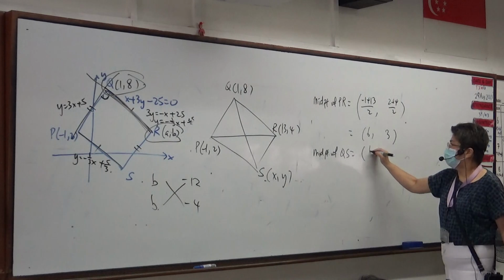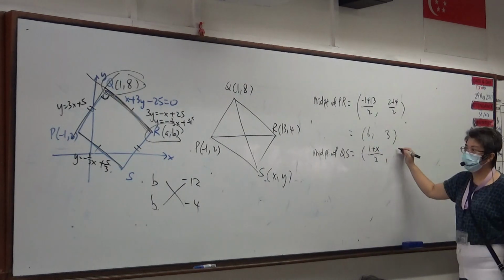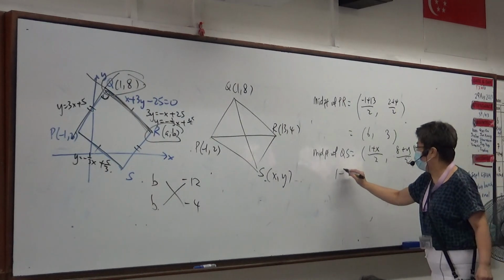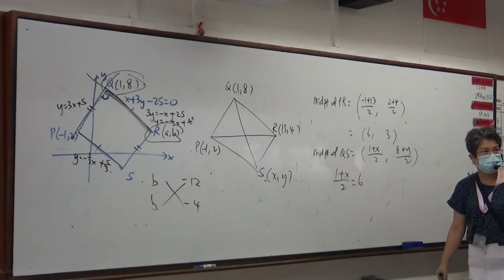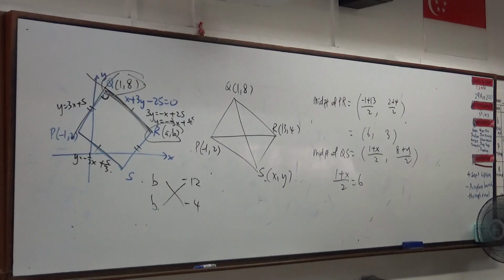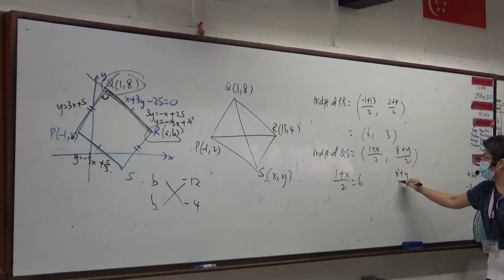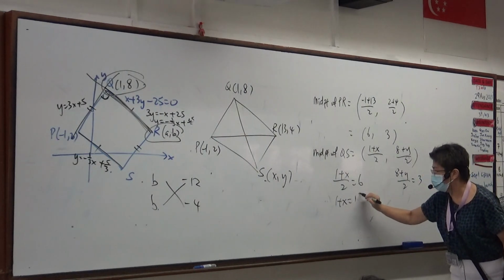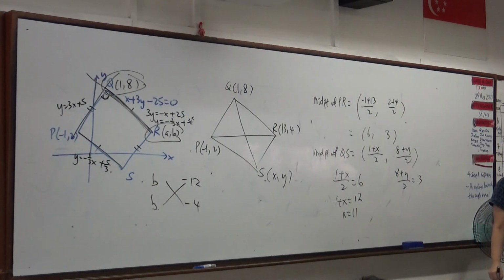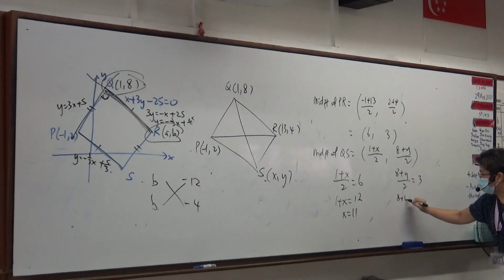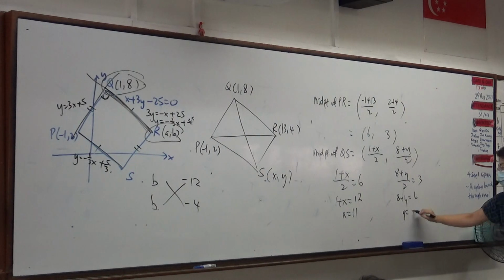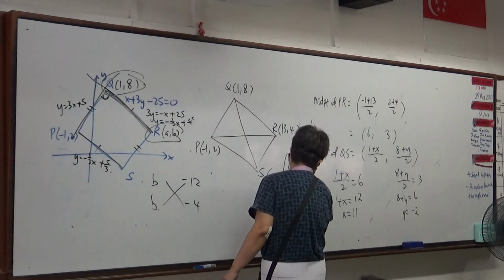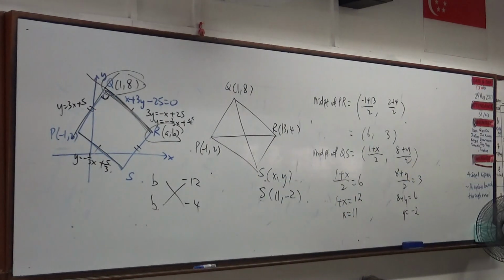So, what is the midpoint of QS? It will be (1 plus x) over 2 and (8 plus y) over 2, right? Now 1 plus x over 2 must give me 6, because they have the same midpoint, right? Then 8 plus y over 2 must give me 3. So 1 plus x is 12, x will be 11. 8 plus y is 6, y will be negative 2. So S is (11, negative 2).